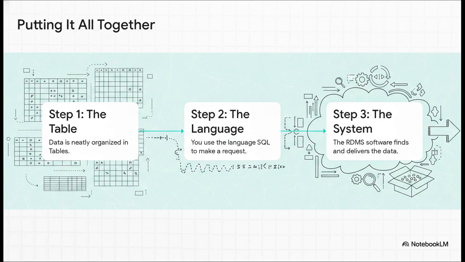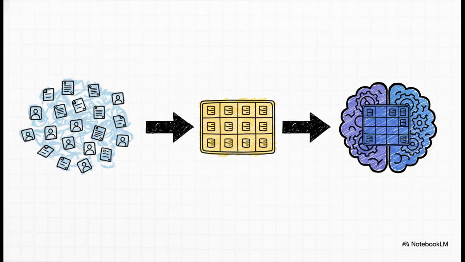Okay, so let's recap the whole thing. It's basically a three-step process. Step 1, you have the table, which keeps all the data neat and tidy. Step 2, you use the language, SQL, to ask for exactly what you want. And step 3, the system, the RDBMS, is the brain that understands your request, finds the data, and brings it back to you. Table, language, system. It's a really simple but crazy powerful little conversation. And there you have it.